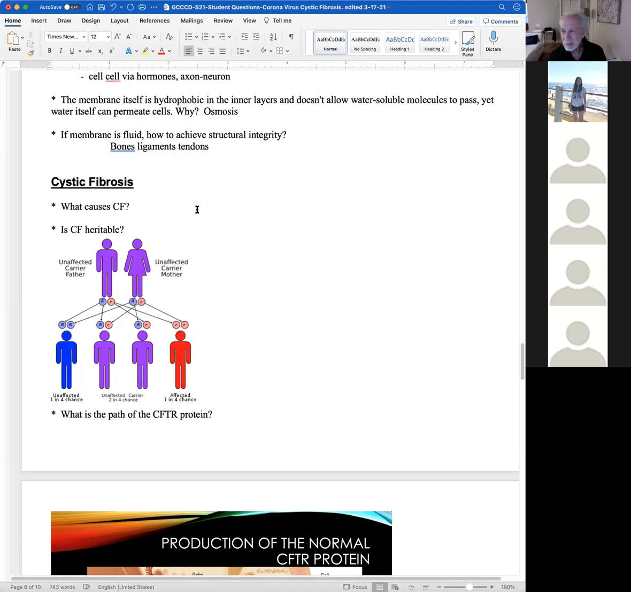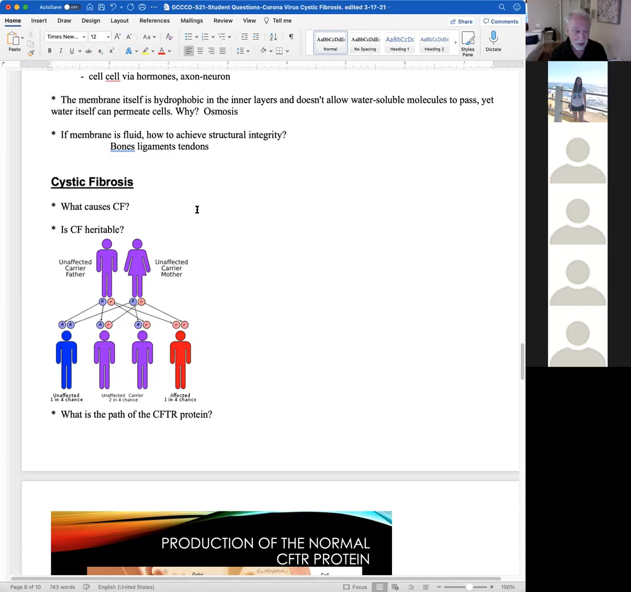A mutation from each parent passed on. Yes, that's the critical thing to remember about cystic fibrosis. It is a genetic disease. It only happens if there's a mutation, and it only happens if that mutation is in a particular gene, the CFTR gene.